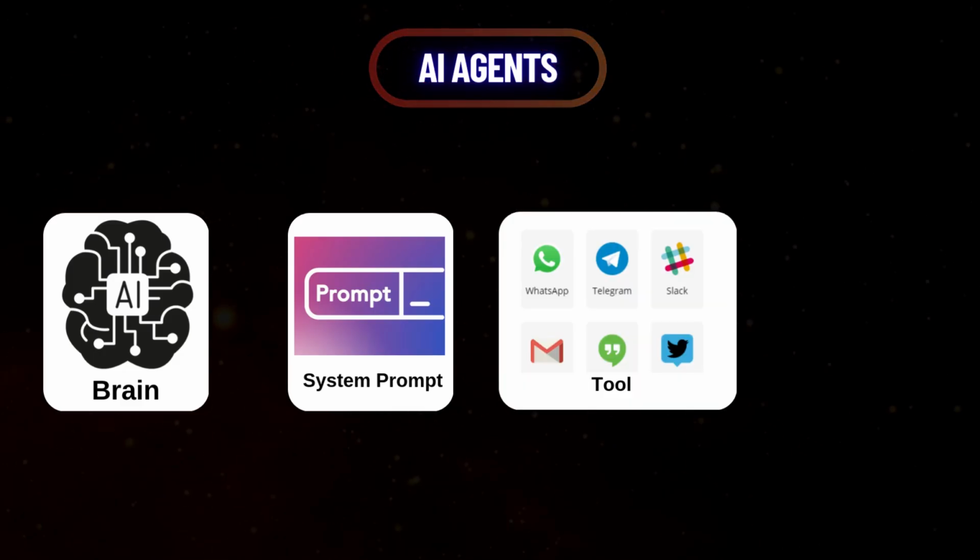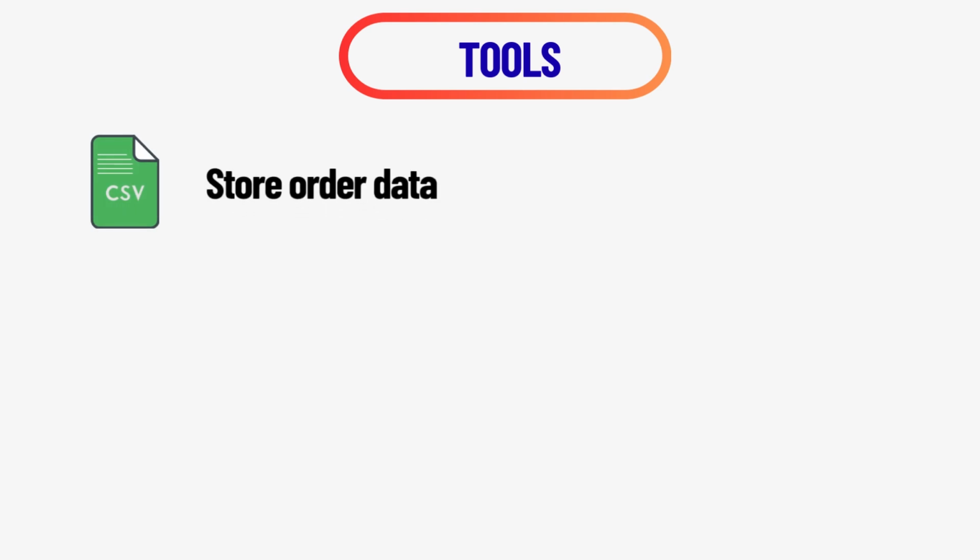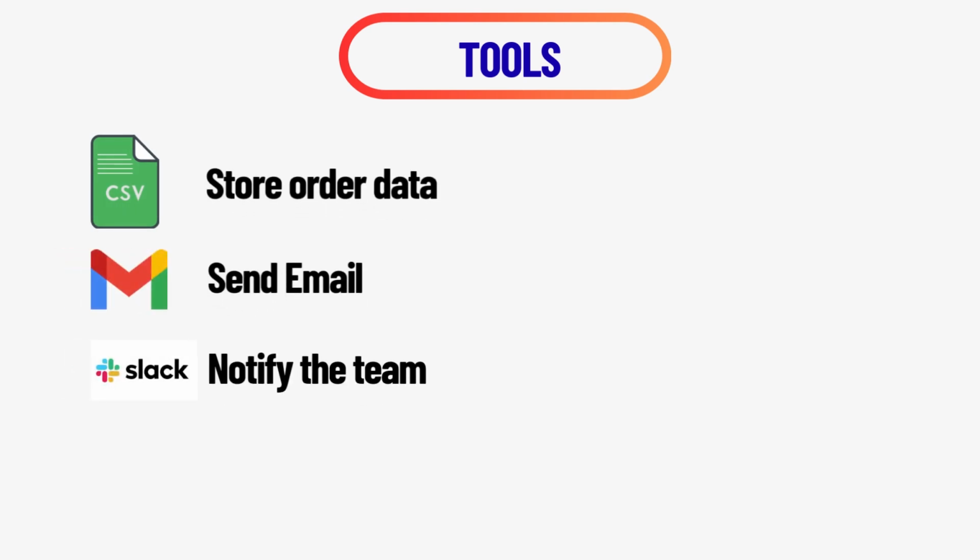Third is tools. Which apps and services will carry out the tasks? For example, Google Sheets to store order data, Gmail to send emails, and Slack to notify your team.